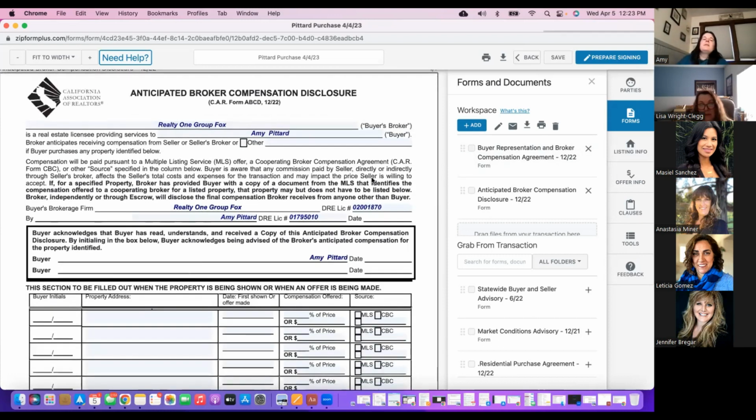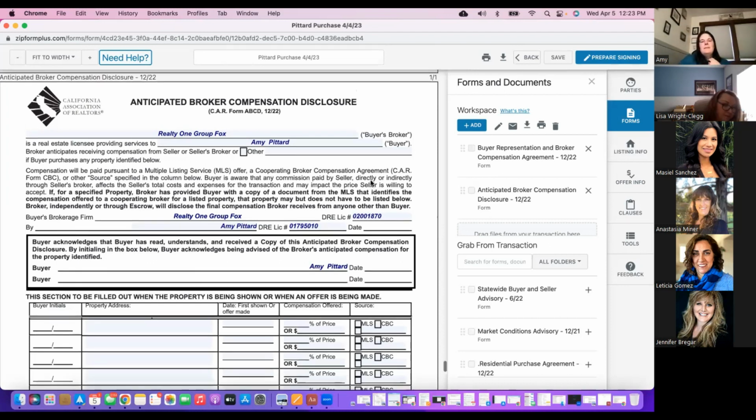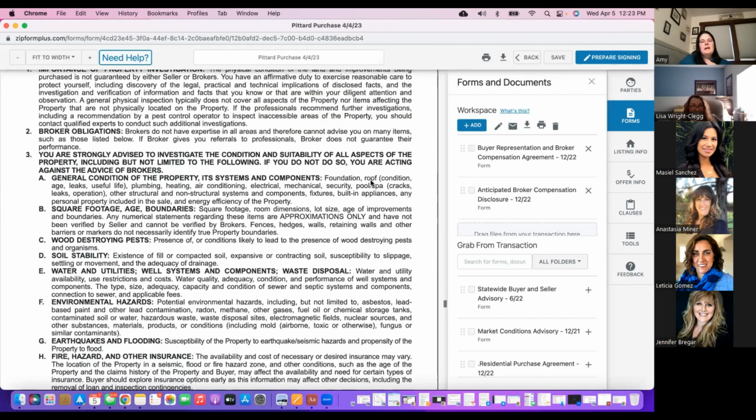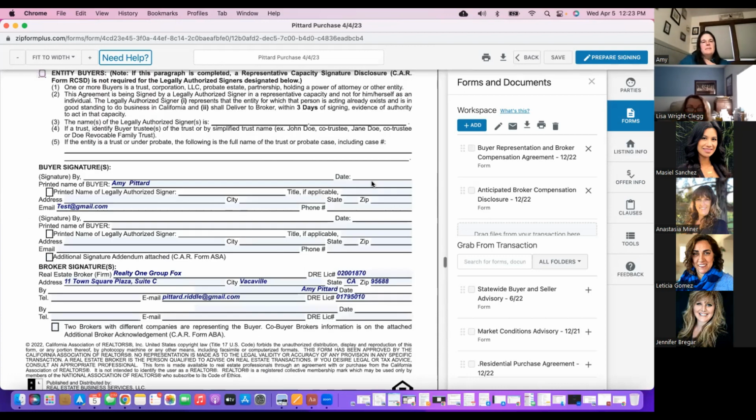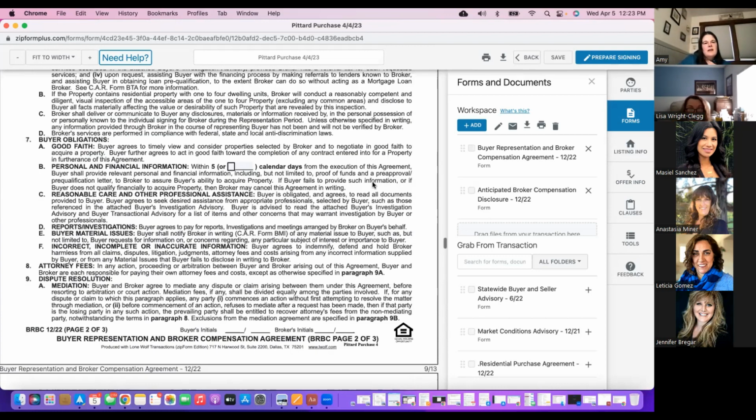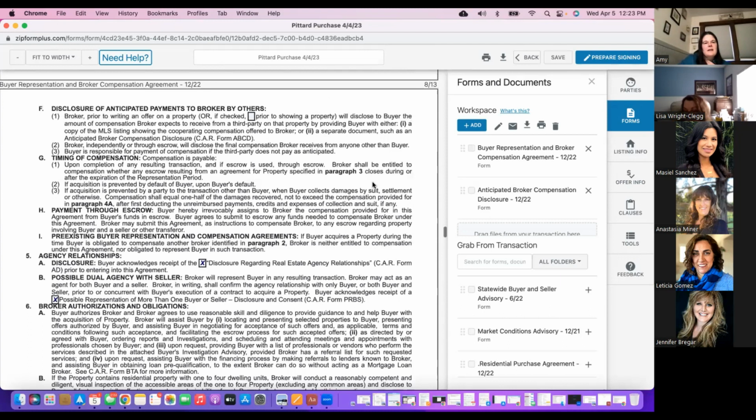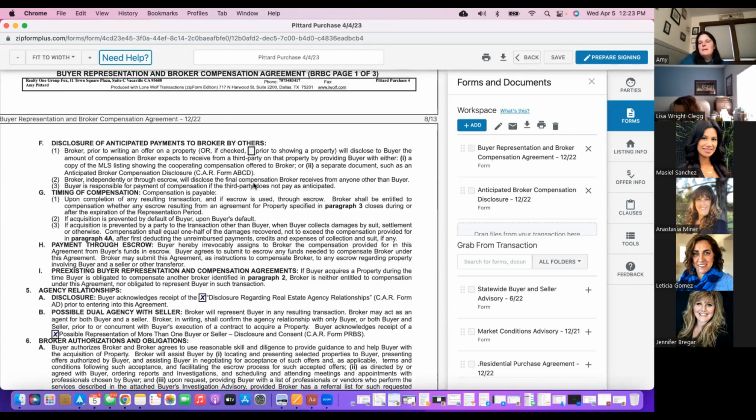The second form that I'll go over is the anticipated broker compensation disclosure. This one should be provided if you're not providing a copy and having them initial. So if you're providing a copy of the MLS report, like we talked about, remember in the BRBC on page 2, it talks about the fact at the top of the page that you're going to disclose to them what you're receiving from another party, and you're either going to do it before you make an offer on a property or before showing the property.